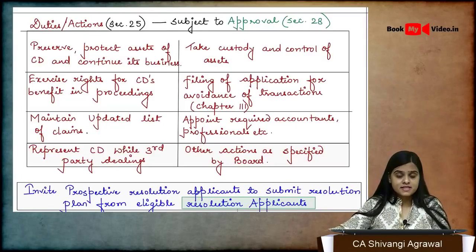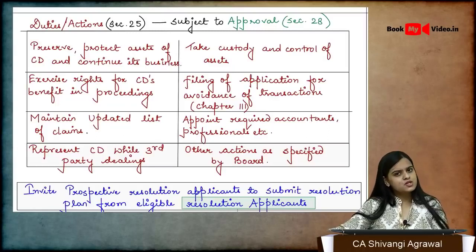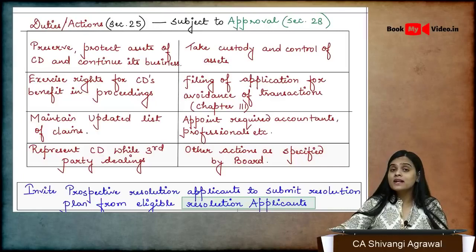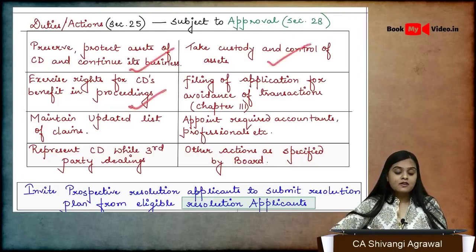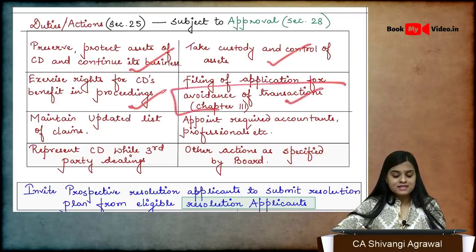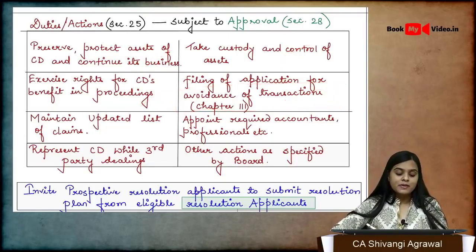If you want to create any security interest, if you want to delegate any authority, if you want to undertake any related party transactions, if you want to make some changes in some contracts, there are certain things given in section number 28 for which you require approval. Otherwise, you have to protect the assets, take control of the assets, exercise rights for corporate debtors, file applications for avoidance of transactions, chapter 3, and maintain an updated list of claims. If you are unable to understand this, I'm going to tell you later, don't worry.